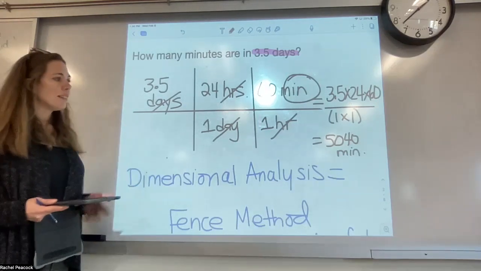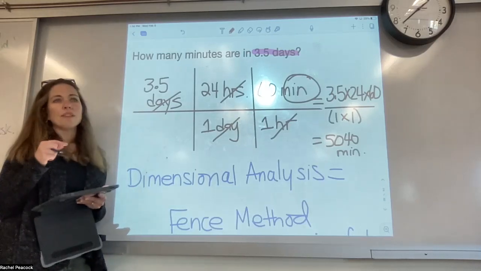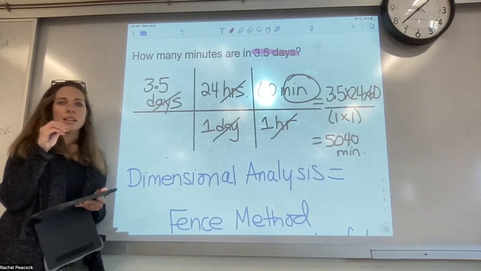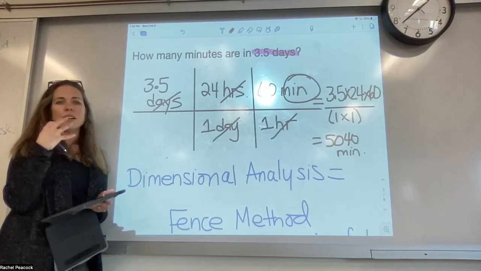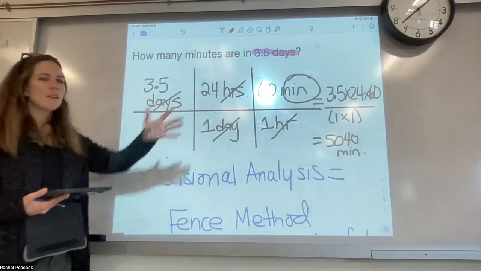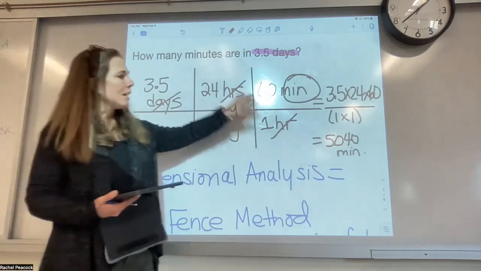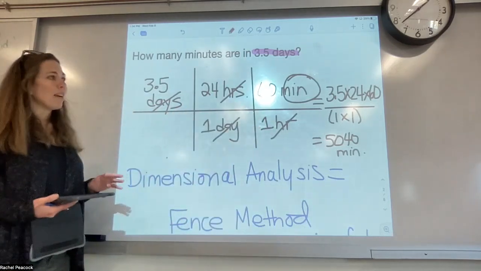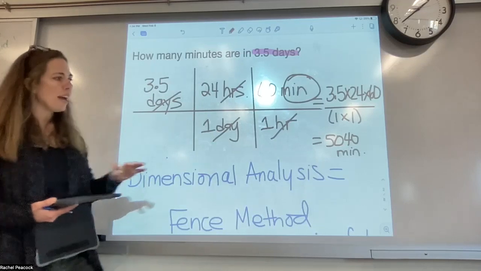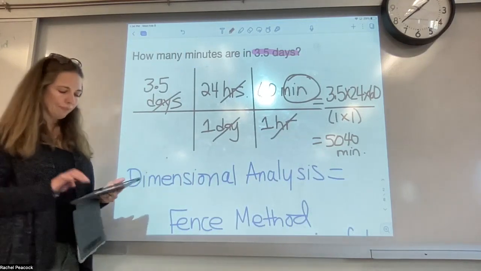So that is how you use the fence method to efficiently do conversions. Because remember, a lot of you solve this problem by doing days to hours, getting an answer, doing hours to minutes, getting an answer, then multiplying your two answers by each other. This way you just do one problem, you get one answer, you don't have a middleman. But you'll also see that I wrote down all my units and it's very clear what my conversion factors are. So I am showing my work very efficiently. I have an answer with the unit, but I'm doing it all in one space, okay?